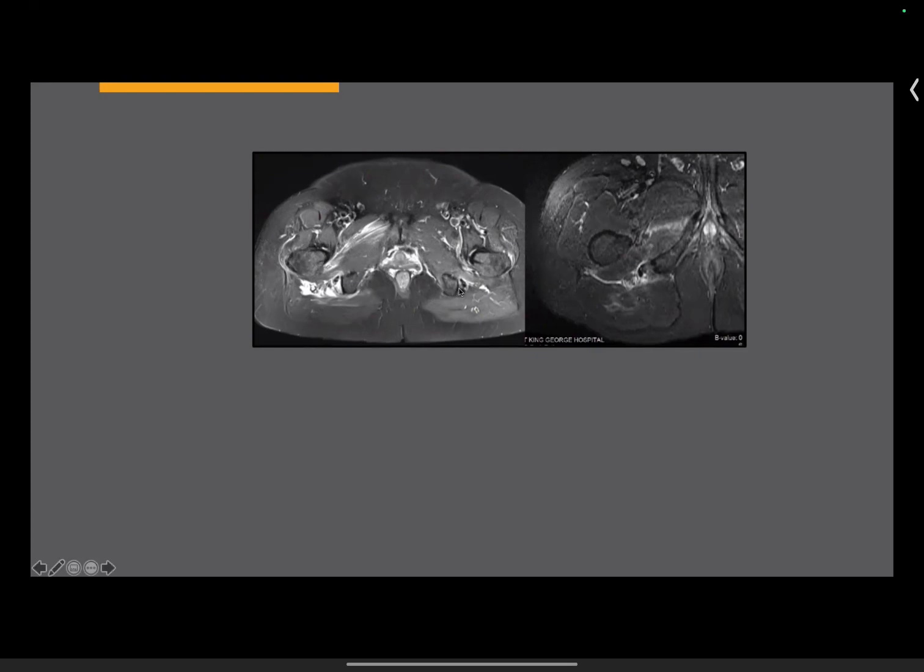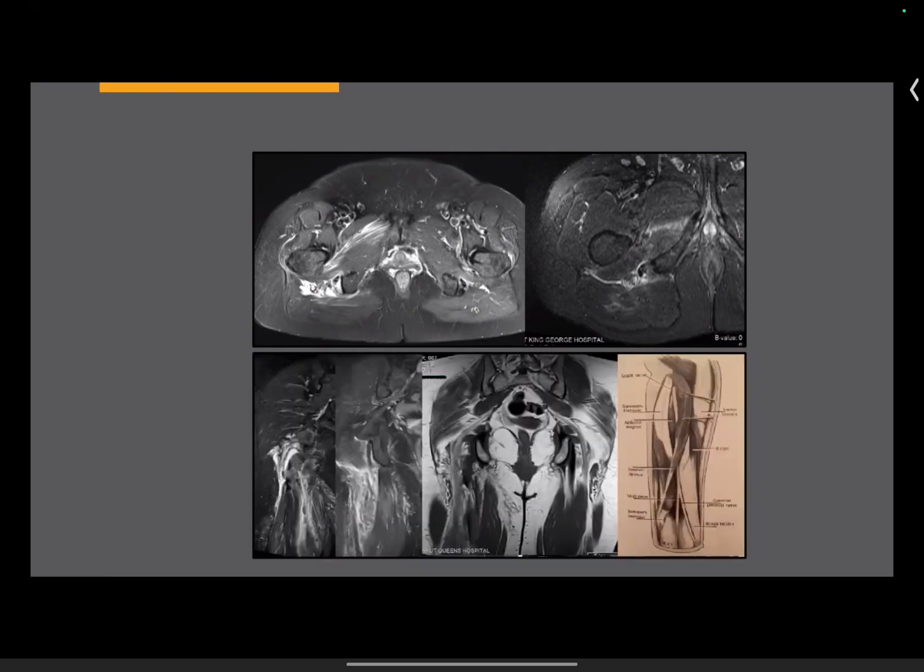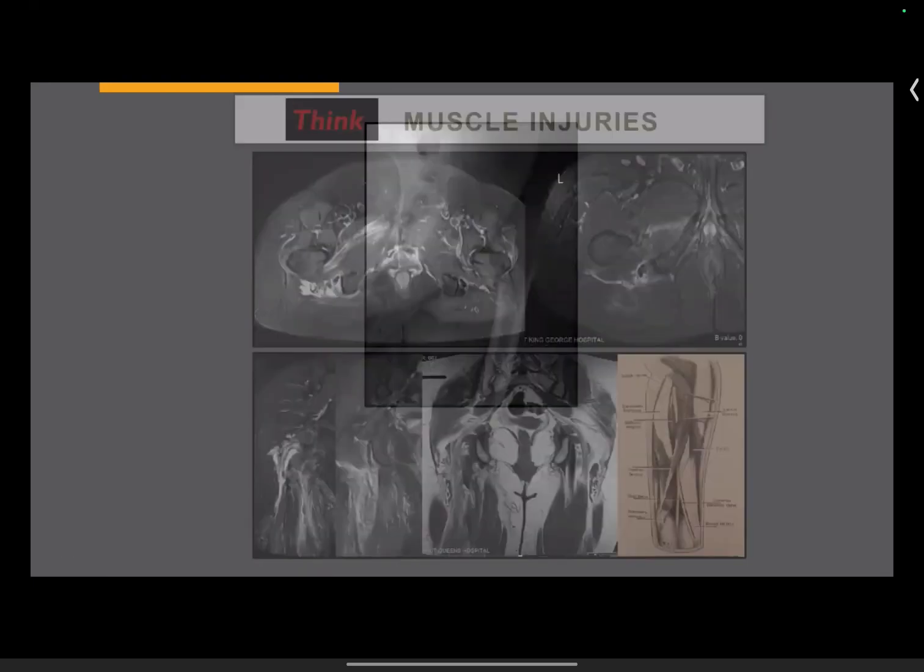And if you compare, this is the normal hamstring tendons there. This patient avulsed their hamstring tendon from the origin, and it will mimic a hip fracture. Okay, so always think about muscle injuries or tendon injuries.